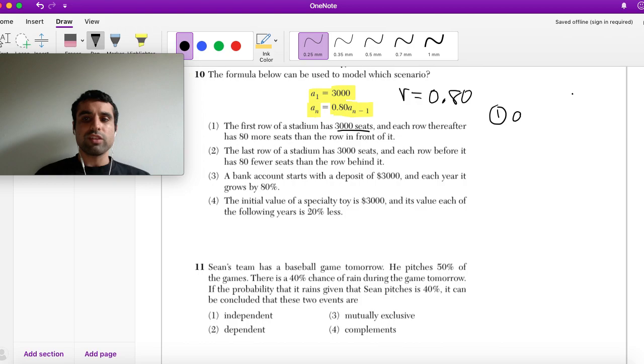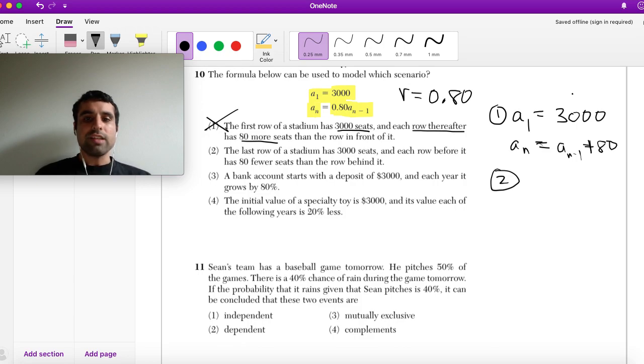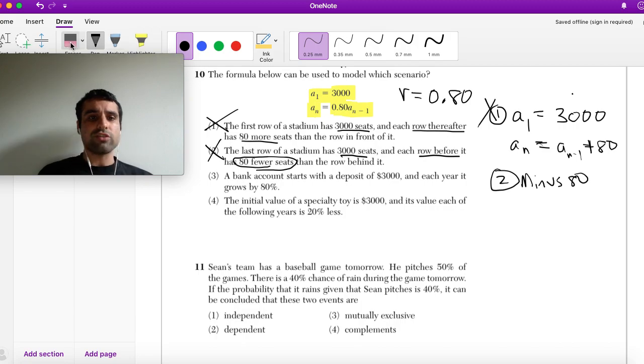So A1, the number of seats in the first row, is 3,000. That is fine. Now if we look at the next part, each row thereafter, A of n, has 80 more seats. That's a plus 80 pattern than the row before it, which is A of n minus 1. That's not what we want. We want to multiply by 0.80, not add 80. Number 2. The last row of a stadium has 3,000 seats, and each row before it has 80 fewer seats than the row behind it. That's a minus 80 pattern. That's no good. These are both arithmetic sequences that have a common difference where you add or subtract. So 1 and 2 are out. We're already down to 50-50.